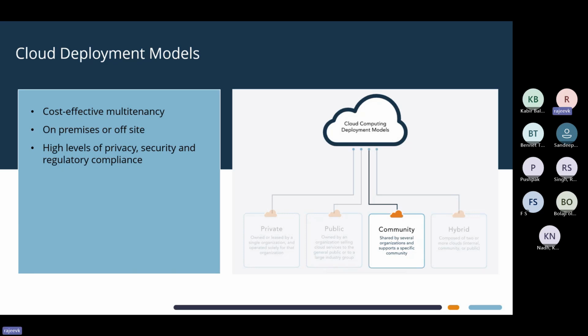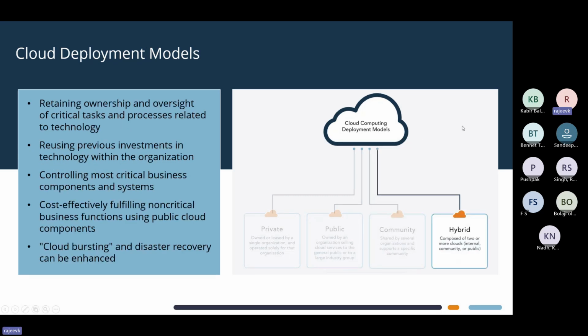You will get privacy, security, and regulatory compliance like what we get in the private cloud, but the cost is going to be on the higher side as well, though less compared to a private cloud. But one of the most popular models for enterprise customers is the hybrid cloud. Why exactly? Because here we are taking care of 2 things: first, cost, and second, privacy.